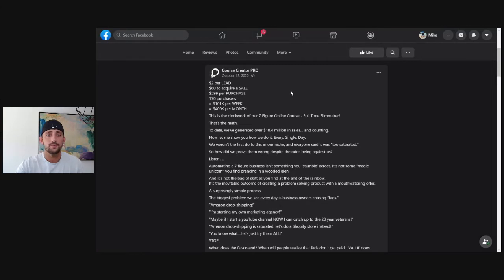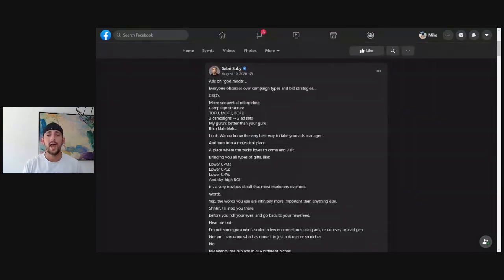Here's another example. So this next one starts off, ads on God mode. Everyone obsesses over campaign types and bid strategies, CBOs, micro-sequential retargeting, campaign structure. So if I'm scrolling through my newsfeed and I see an ad that starts off with ads on God mode, I'm only going to read this ad if I'm actually in this marketing world, right? If I understand what ads on God mode even means.